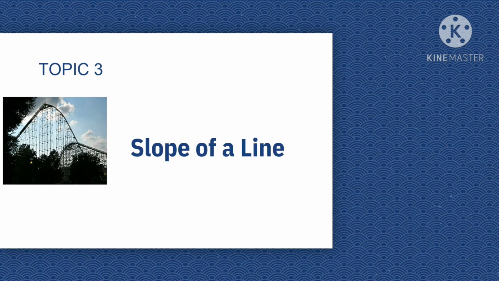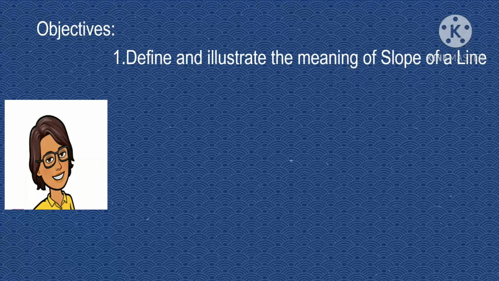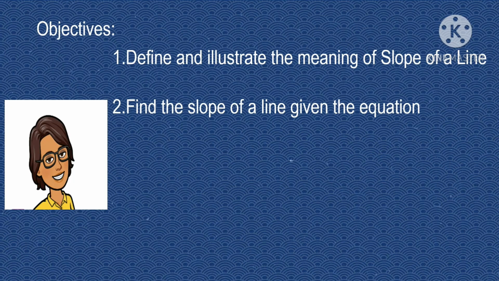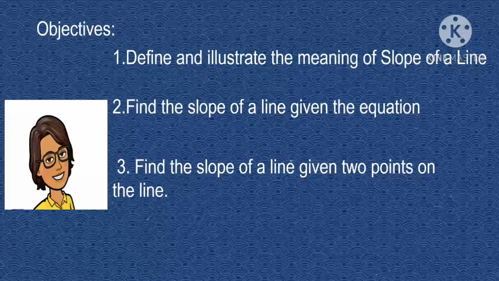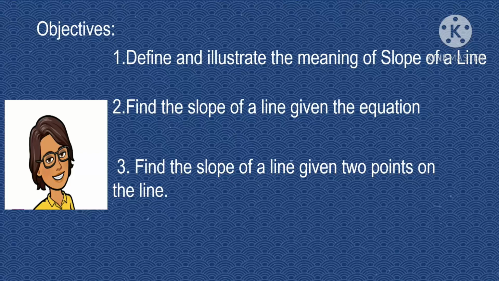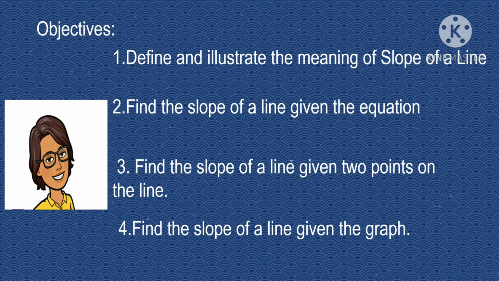Hi! Today we will study slope of a line. Our objectives: number 1, define and illustrate the meaning of slope of a line. 2, find the slope of a line given the equation. 3, find the slope of a line given 2 points on the line. And 4, find the slope of a line given the graph.